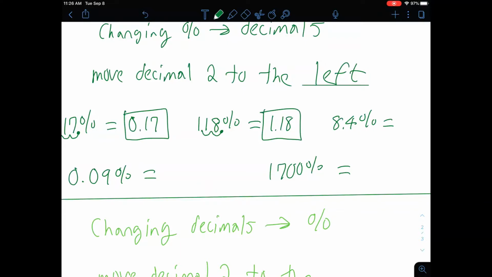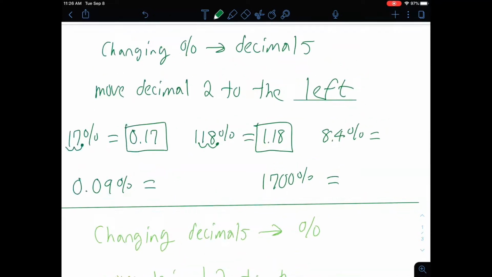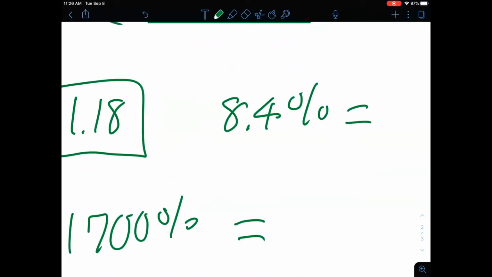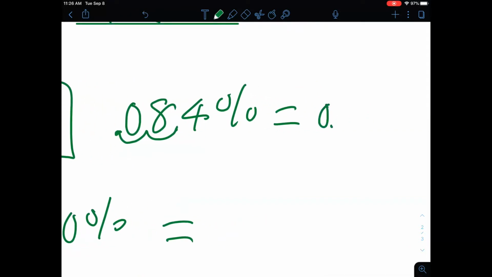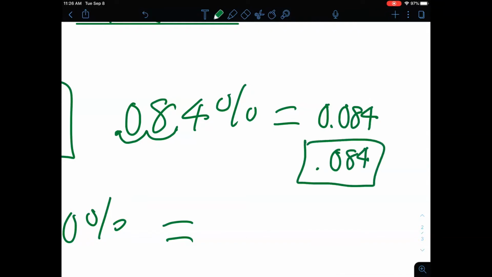Try the next couple on your own. Pause the video if you'd like. All right, 8.4%, the decimal's right here. 2 to the left. 1, 2. Well, that's kind of weird. What goes in this space right here? You're going to put a 0 there. That's right. So we're going to get 0.084, or just 0.084. If you're comfortable with that, that works too.